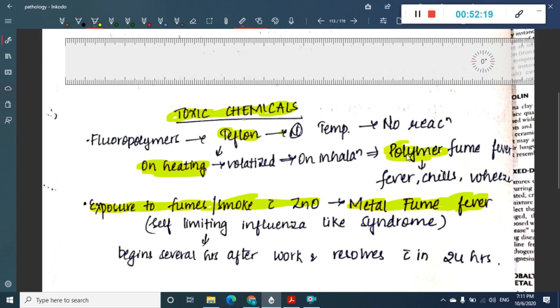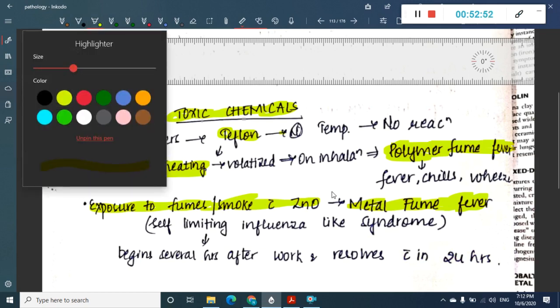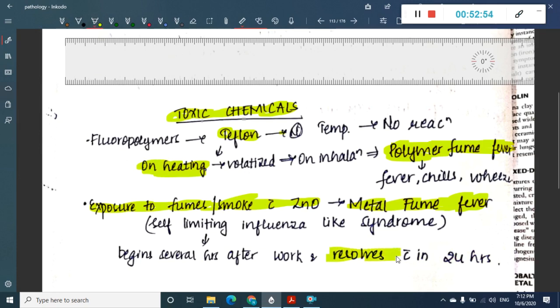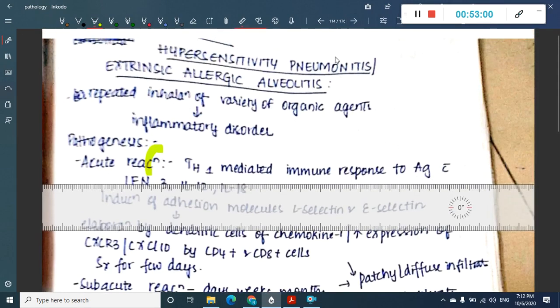On inhalation of those fumes, we have polymer fume fever, where chills and rigors, fever and wheeze are seen. Okay, then there is one more thing, which is whenever there is exposure to fumes and smoke with zinc oxide, then we have a fever called metal fume fever. This metal fume fever will begin several hours after work and resolves within 24 hours. Remember, it will resolve within 24 hours. This is one thing which is important.